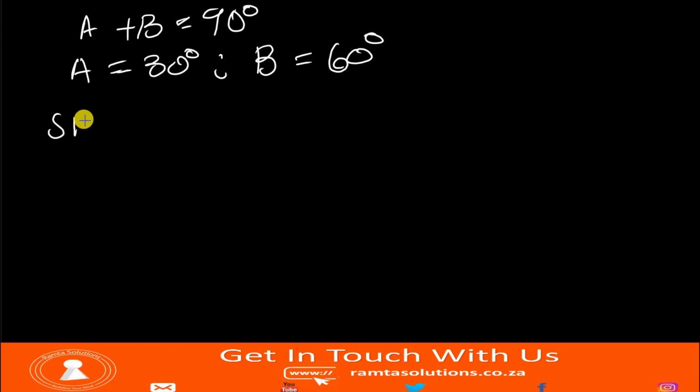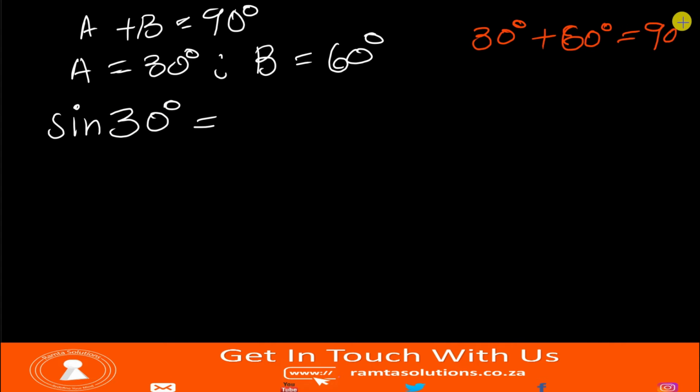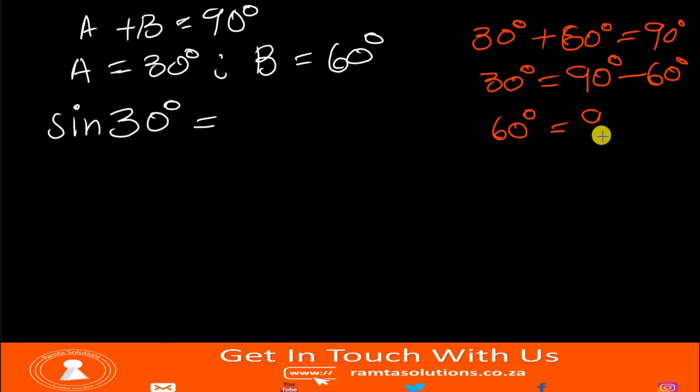Now, I remind you, sine 30 degrees is basically equal to, let me take this one here as a reminder. 30 degrees plus 60 degrees must be equal to 90. You will then agree with me that 30 degrees is equal to 90 degrees minus 60 degrees. In the same way, 60 degrees is equal to 90 degrees minus 30, right? Please hold. So we can say sine, what is this?